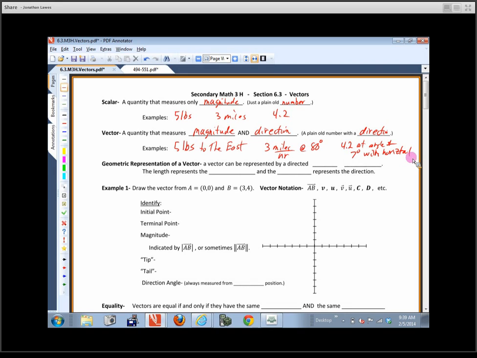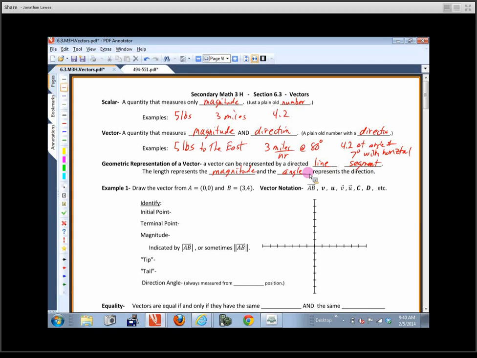And we can represent a vector geometrically, so it can be represented by a directed line segment. The length of that line segment represents the magnitude. Magnitude represents how big it is. So the larger the line, the larger the vector, the larger the magnitude, and the angle represents the direction.